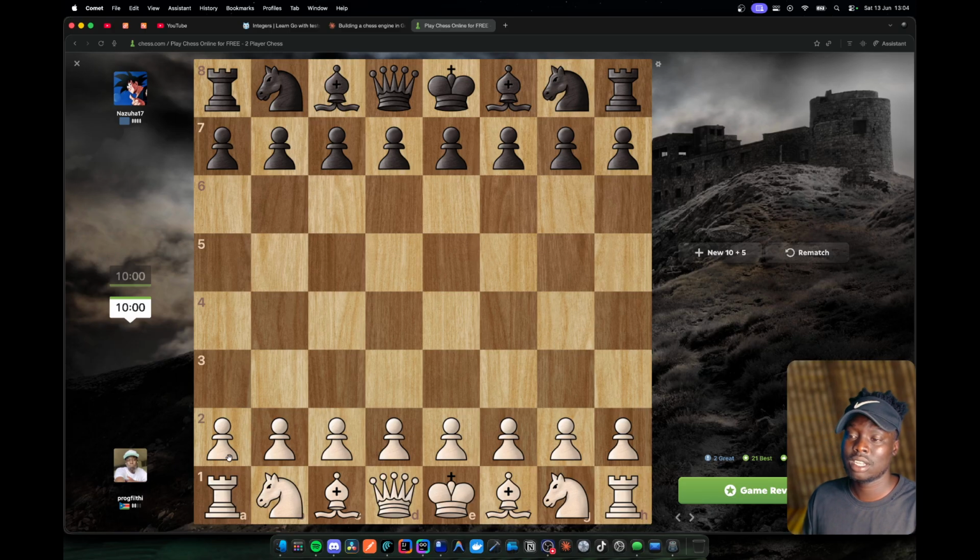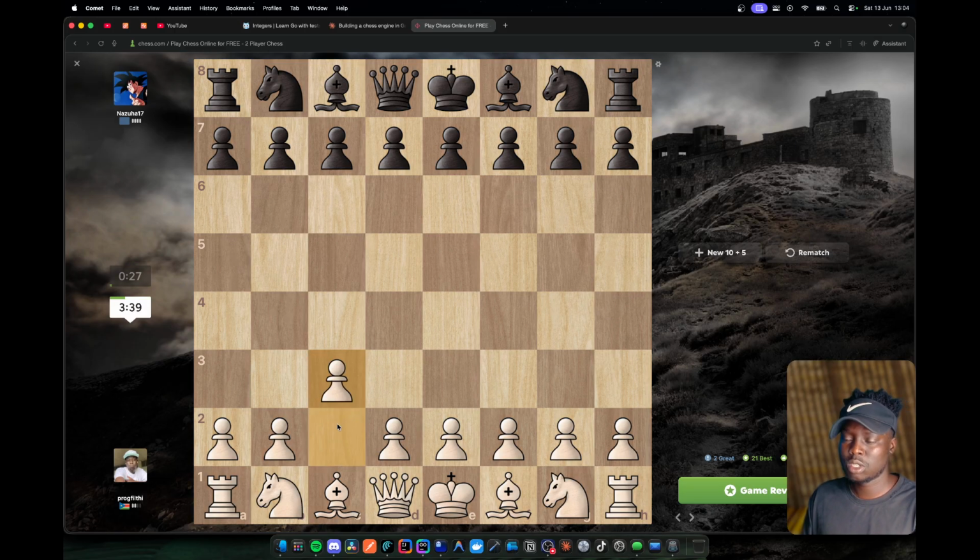Because, let's say I am white, for example. I'm white and I move a pawn here, right? I would like to know, in this move that I just made, what was this individual square doing before I moved my pawn to it? This square right here was empty before. What was the state actually? It was empty before I moved my pawn to it, right?